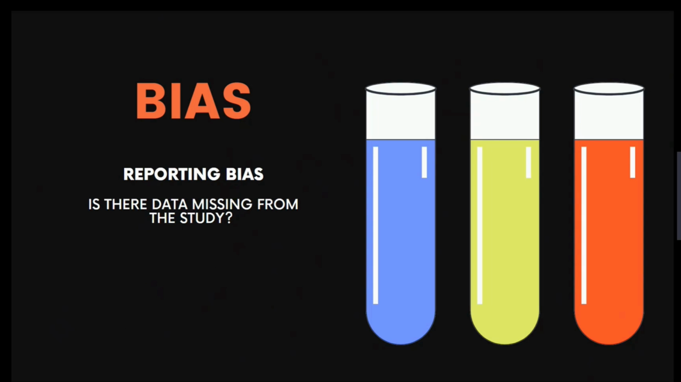The final bias that could occur is reporting bias, which is when data is missing from the study. To avoid this, the researchers should be clear and thorough with their reporting.